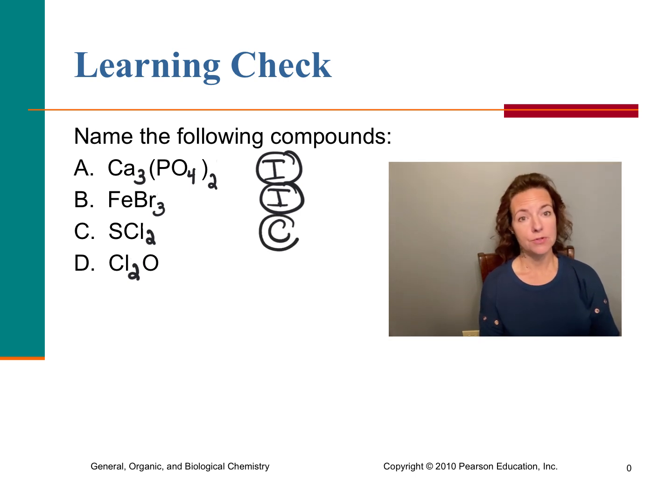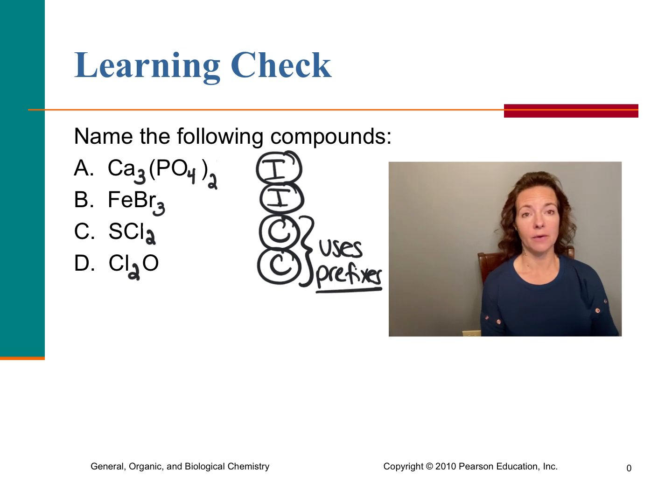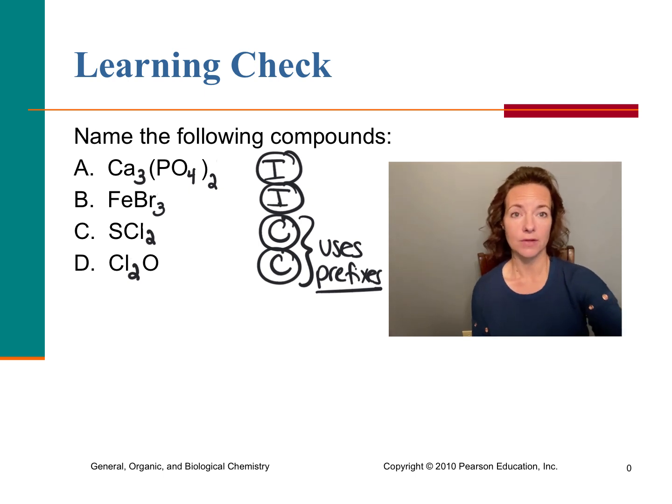Covalent compound, 2 nonmetals. Letter D, chlorine and oxygen. Again, both chlorine and oxygen are on the right side of the periodic table. So 2 nonmetals, so covalent. So C and D are going to use our prefixes, while A and B are going to be ionic compounds. We name the metal, we change the ending of the nonmetal to IDE, or we name the polyatomic ion. So take a minute and see if you can name A, B, C, and D.